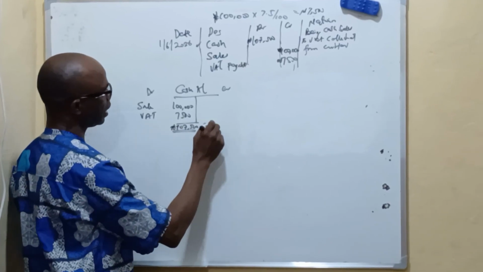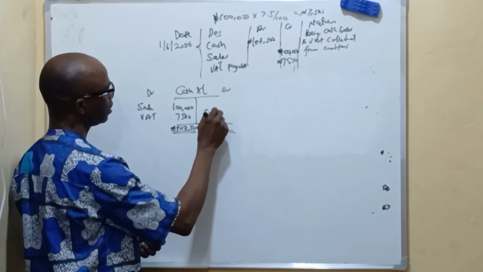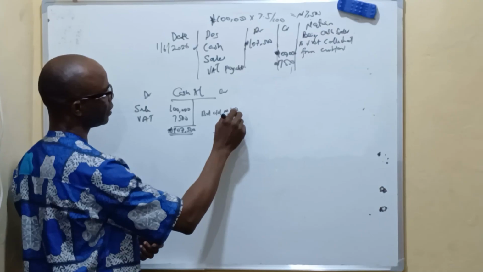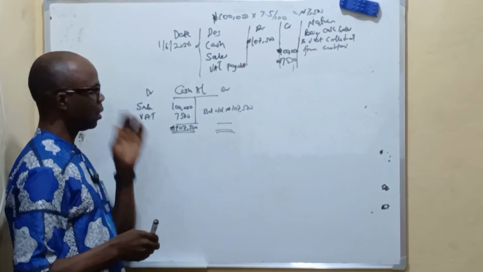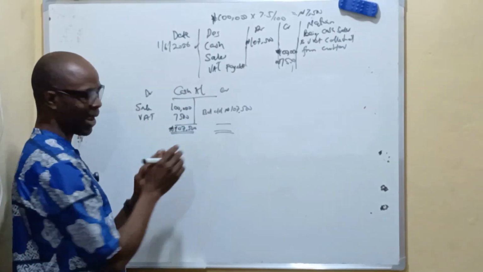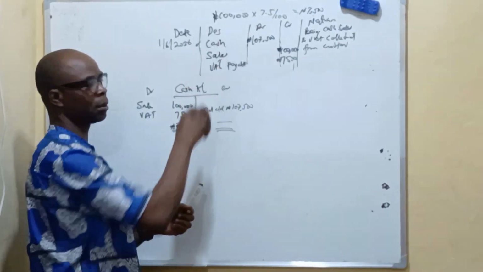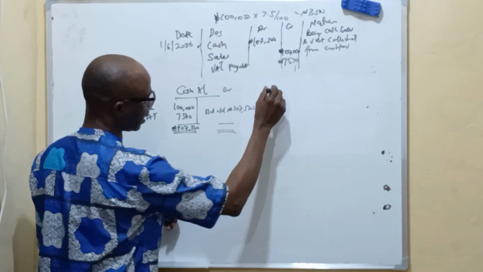Then you close the account here. Now you have a balance carried down of 107,500. Beautiful. You've just created a cash account. Now the next account you need to create from the journal, everything has to come from the journal, not outside, is the sales account.